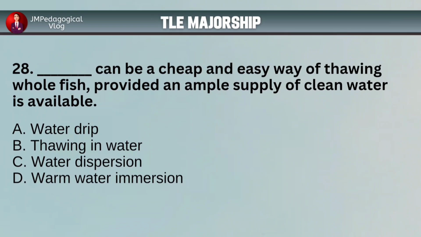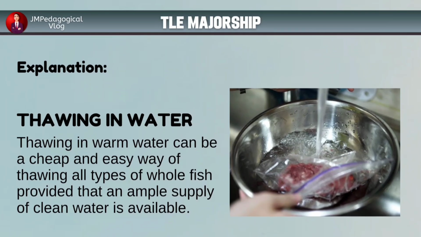28. Blank can be a cheap and easy way of thawing whole fish, provided an ample supply of clean water is available. A. Water drip. B. Thawing in water. C. Water dispersion. D. Warm water immersion. B. Thawing in water. Explanation. Thawing in warm water can be a cheap and easy way of thawing all types of whole fish provided that an ample supply of clean water is available.